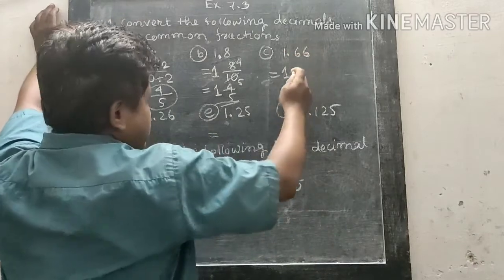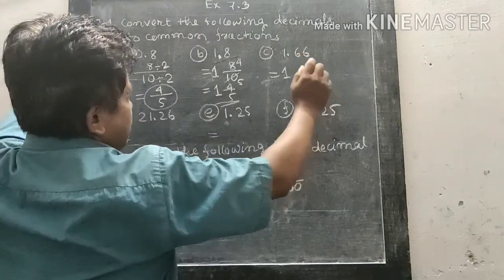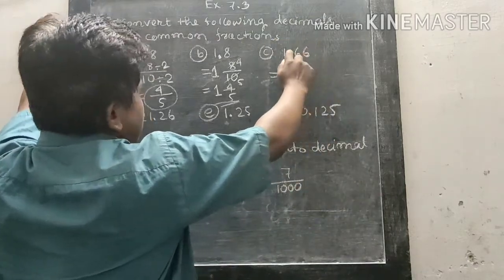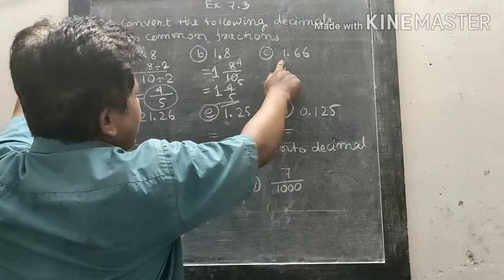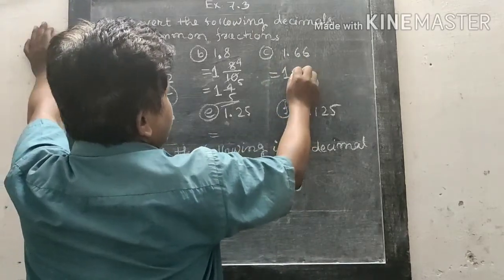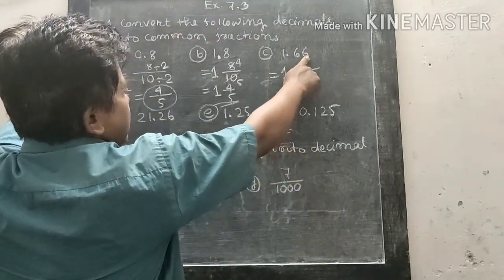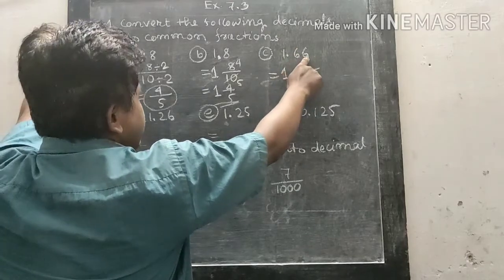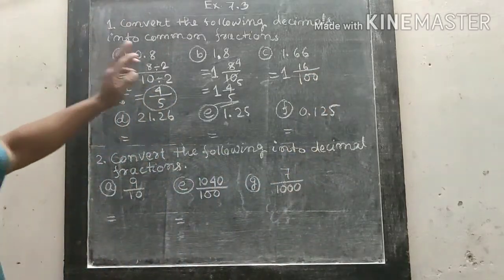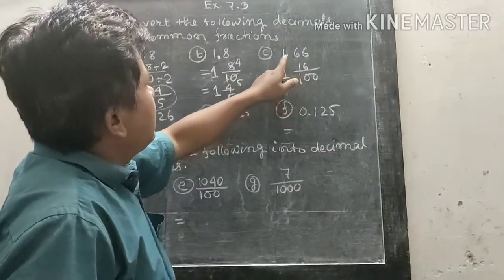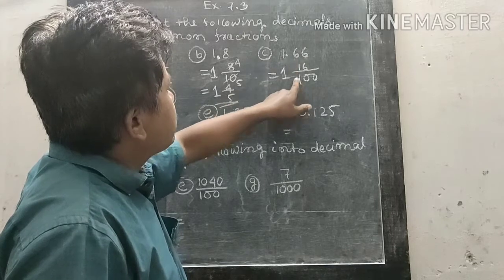Now our work is on the fractional part. Yes, the fractional part, not the integral part. Here we have 16. Now the place value of 16 is hundredth. This is 16 divided by 100. Or we can say like this: put 1 in place of the point.